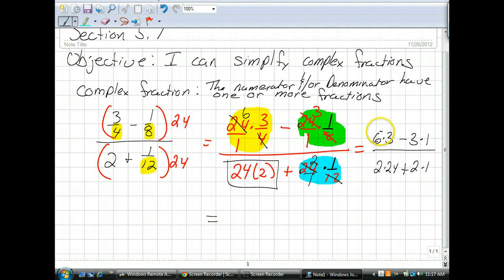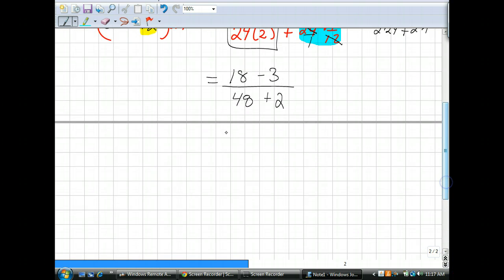So then 6 times 3 is 18 minus 3 times 1, which is 3, over 2 times 24, which is 48, plus 2 times 1, which is 2. And then I just continue simplifying. 18 minus 3 is 15. 48 plus 2 is 50. Then 15 and 50 both have a common factor of 5. So I divide this by 5, this by 5, and I'm left with 3 over 10. So the complex fraction simplifies down to 3 over 10.